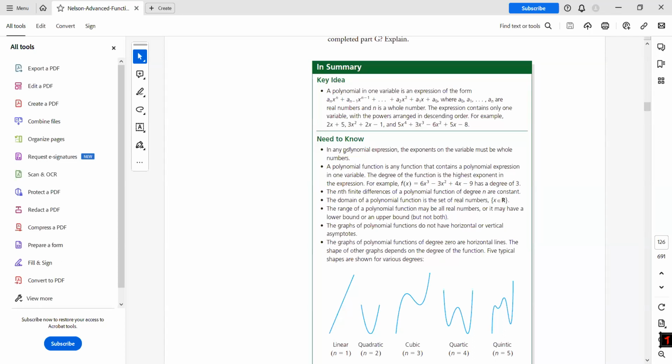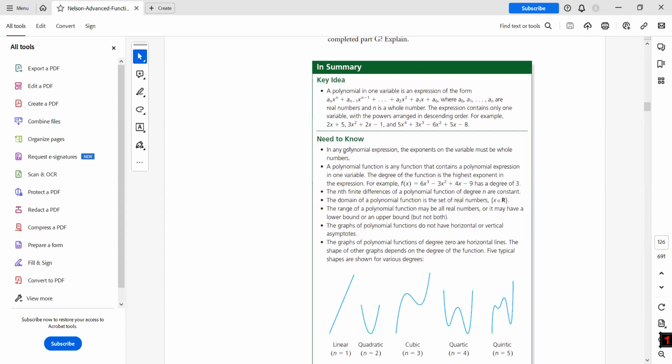What do you need to know? In any polynomial expression, the exponents on the variable must be whole numbers. That's why at the very first table, there was a second part of non-polynomial expressions where x was raised to the power 4.5 and it was not a polynomial expression. A polynomial function is any function that contains a polynomial expression in one variable. One more time, a polynomial function is any function that contains a polynomial expression in one variable.